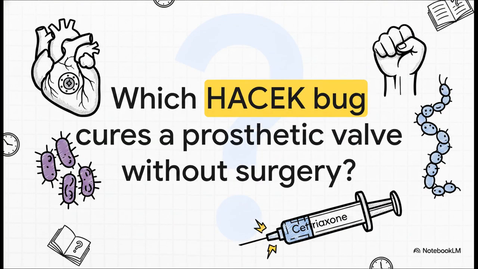And that wraps up our explainer. You've mastered the clinical vignettes from the clenched fist of Eikenella to the violet colonies of Chromobacterium. But let me leave you with this. When that exam clock is ticking down, will you remember which HACEK bug breaks the rules and cures a prosthetic valve without a surgeon's blade?